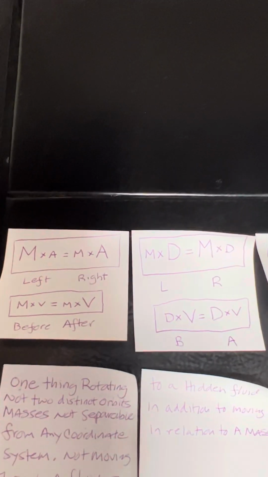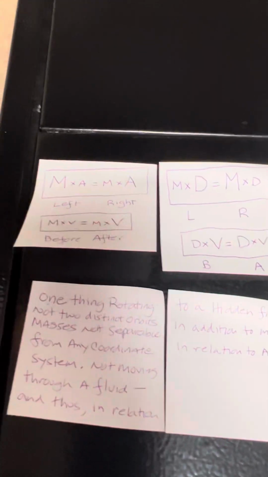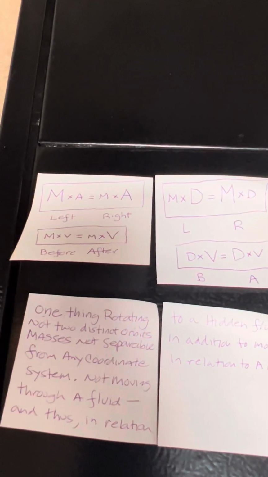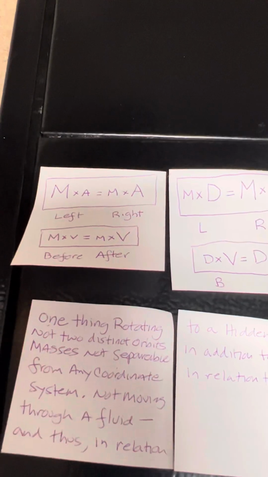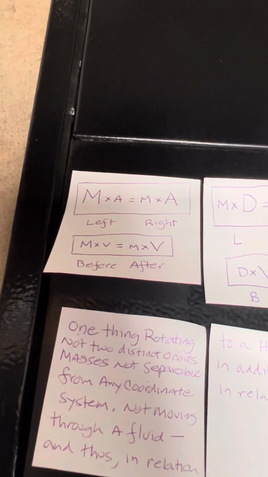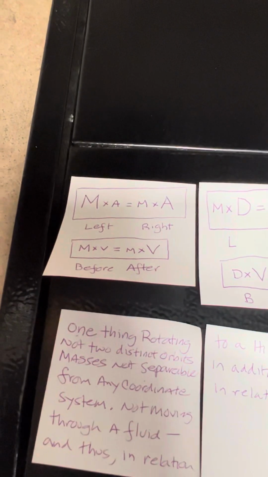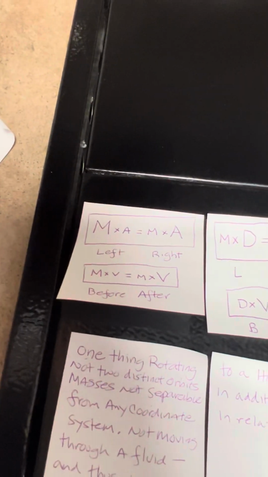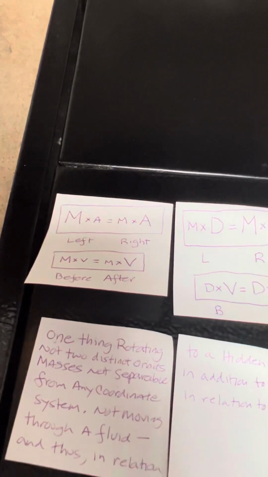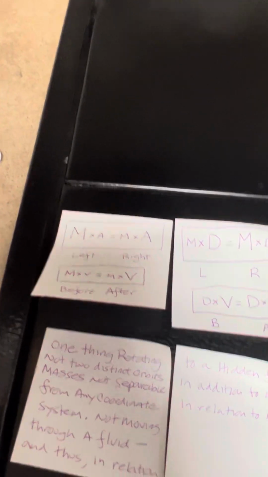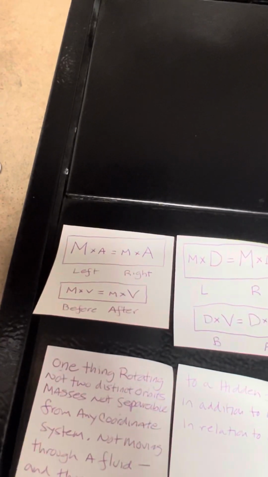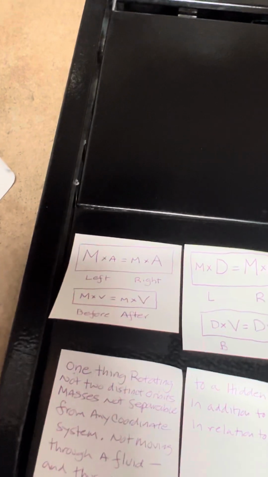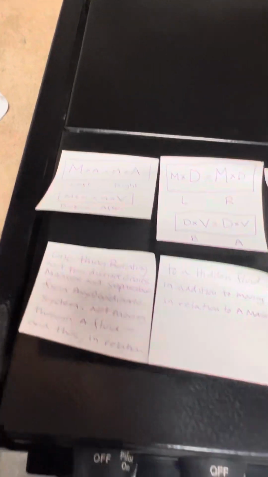Look at those equations. Now, think of it as one thing rotating, not two distinct orbits. Masses aren't separable from a coordinate system, a separated coordinate system. It's not as if planets are moving in relation to a hidden fluid in addition to moving in relation to each other. It's like this extra frame that they're adding to it, like an ether. So we want to get rid of that, just like the space-time medium itself.